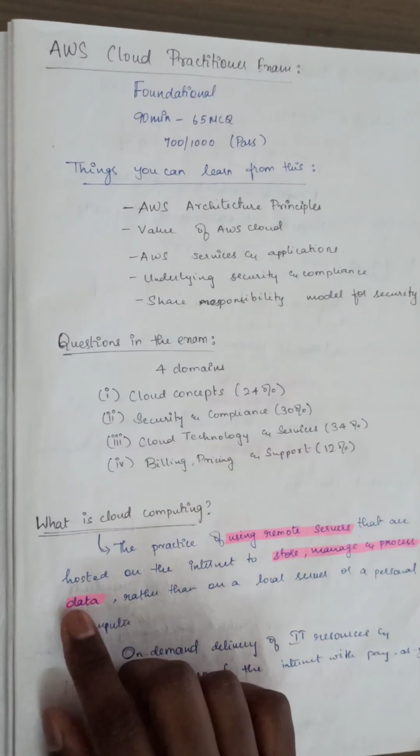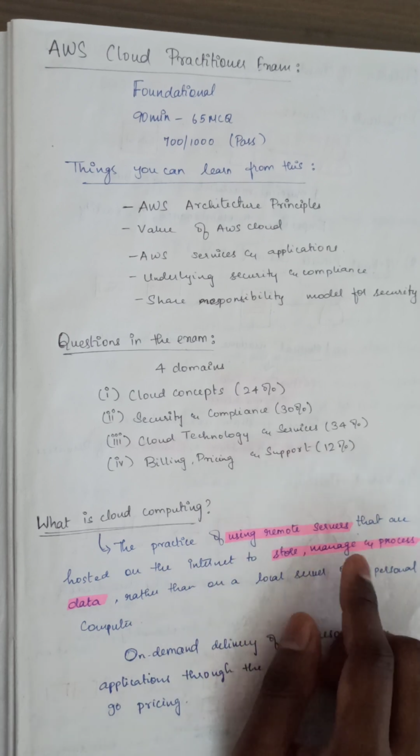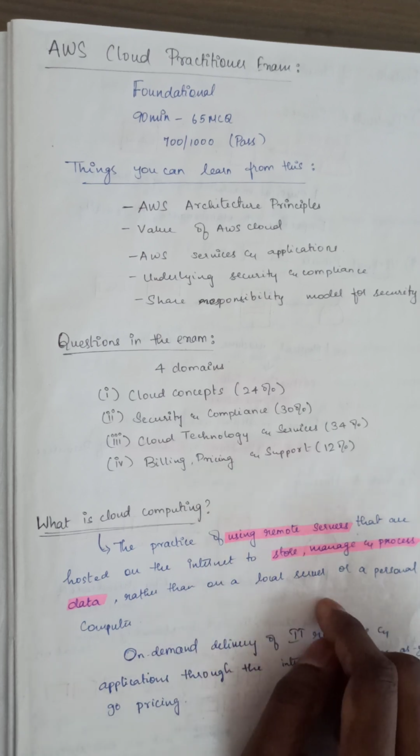So let's start. What is cloud computing? Cloud computing is the practice of using remote servers that are hosted on the internet to store, manage and process data rather than on a local server or a personal computer.